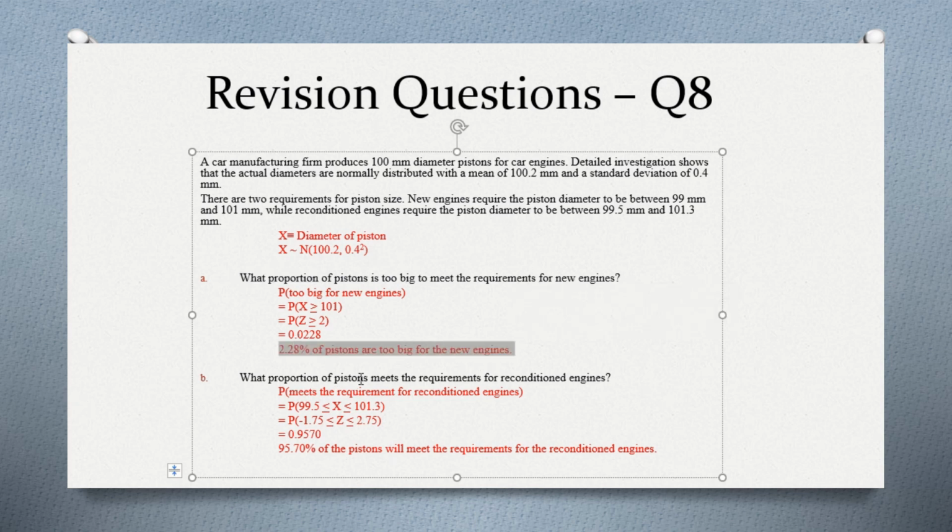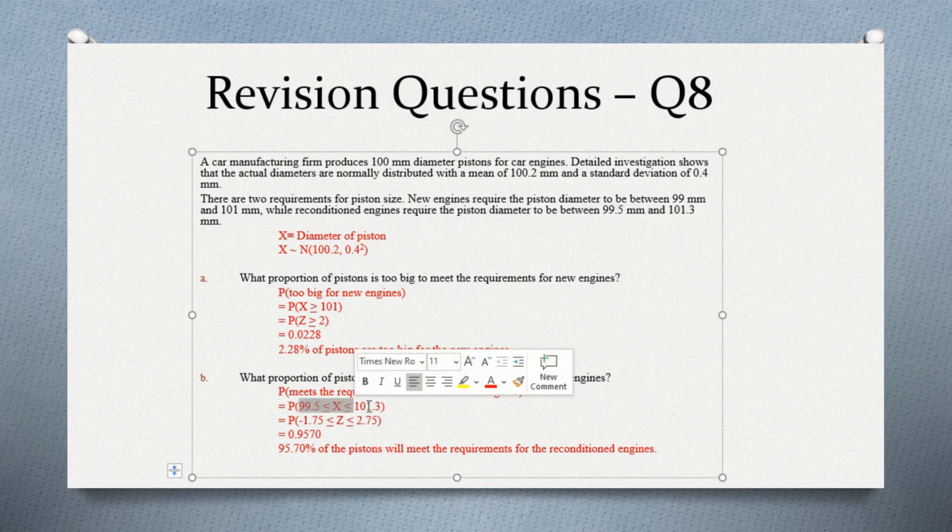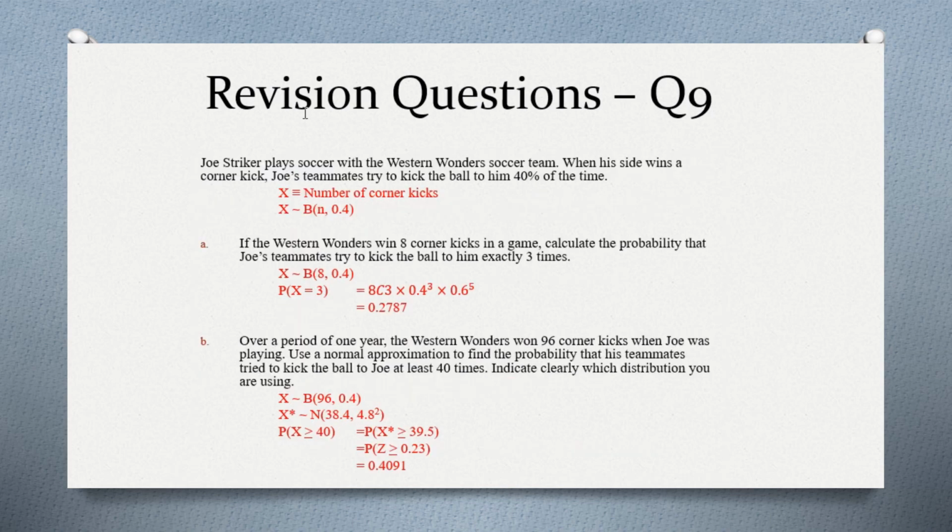What proportion of pistons meets the requirements for reconditioned engines? Recondition is between 99.5 to 101.3. Because this is normal distribution, this is what you put: X more equals to, less or equals to. Find your z-score, find your probability times 100%. Okay, question 9, same thing.